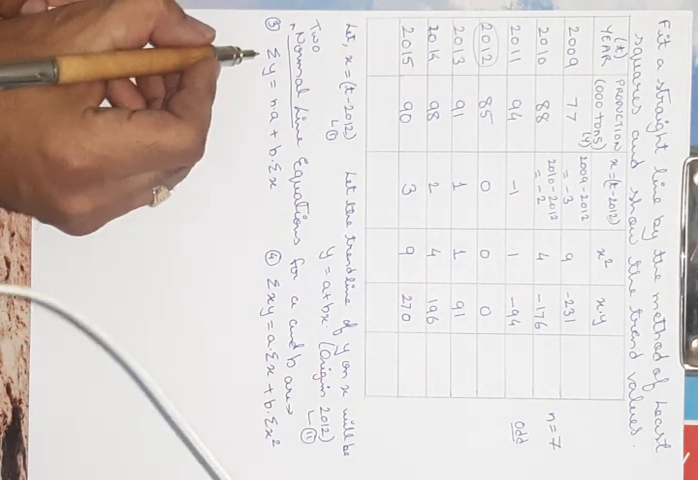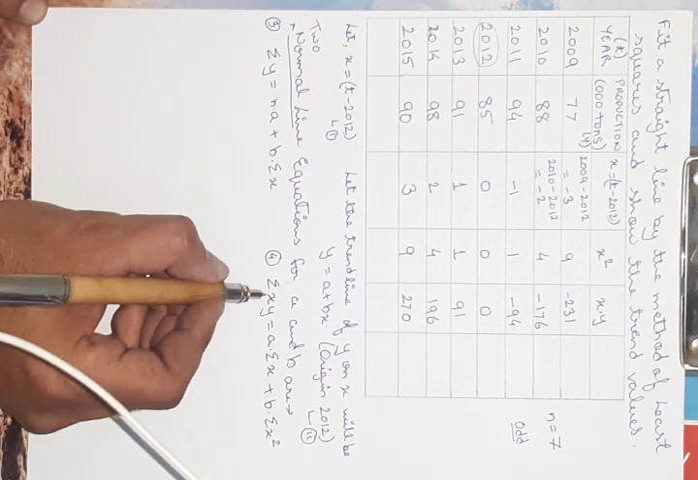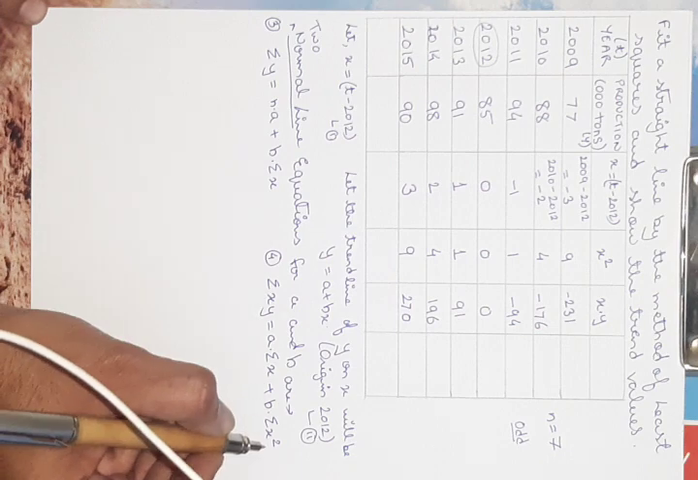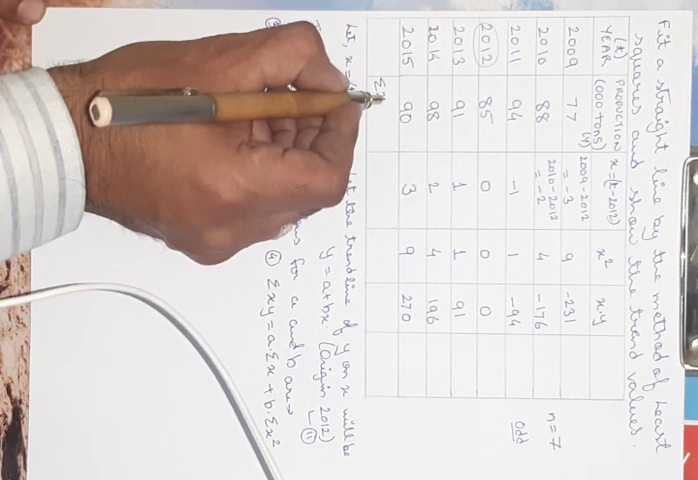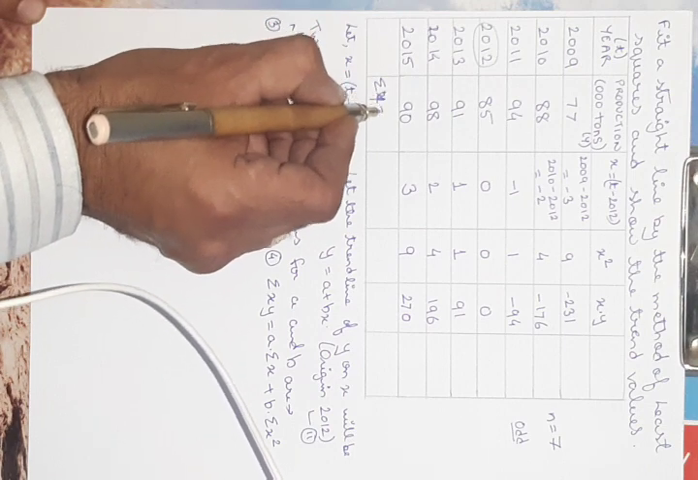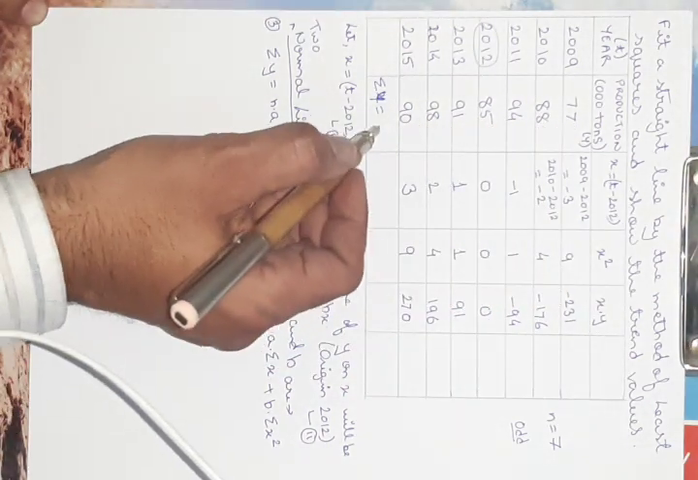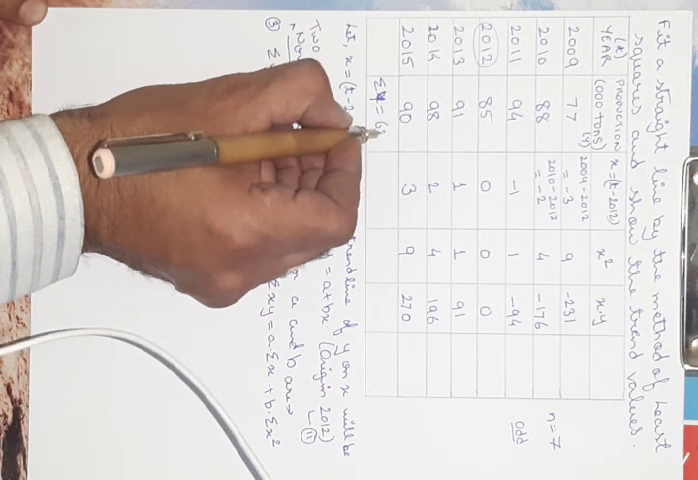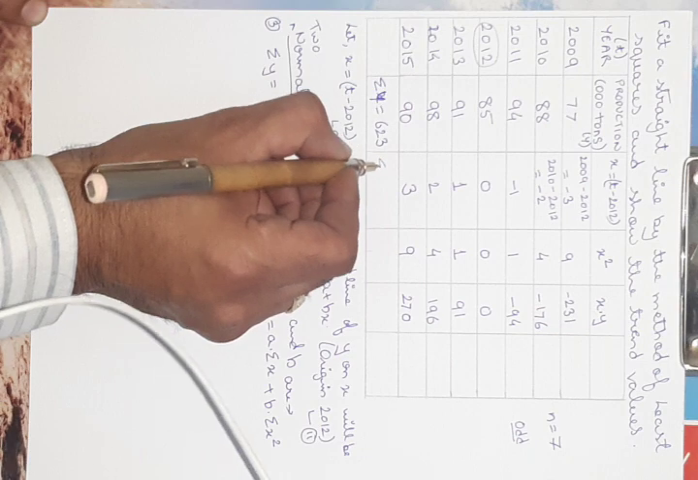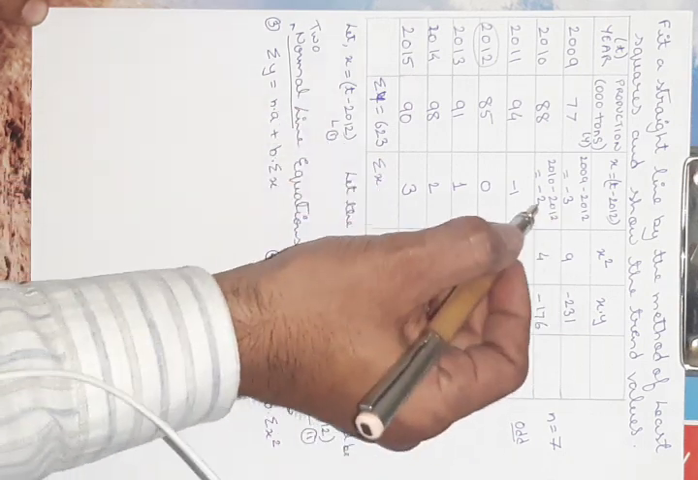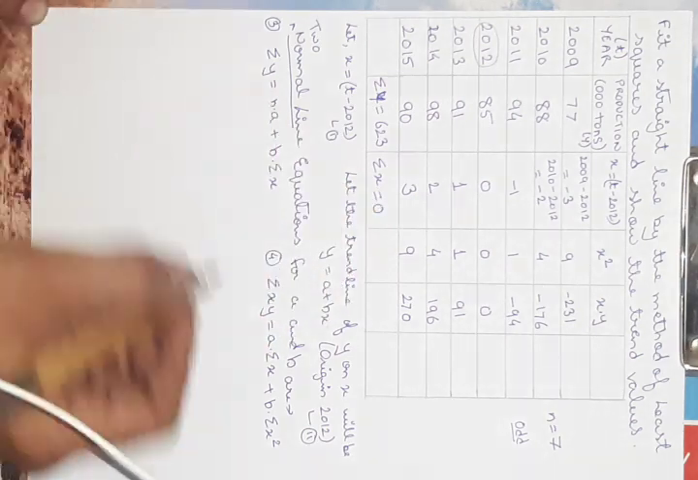Now how do we calculate? We need the values of summation x, summation y, summation xy, and summation x square. Now we need to calculate the value of summation of y, that means the total of all these quantities, the addition of all these quantities, which comes out to be 623. Similarly, we need to calculate the value of summation of x also. That means minus 3, minus 2, minus 1, and so on. So this particular value, that is summation of x, will be 0.